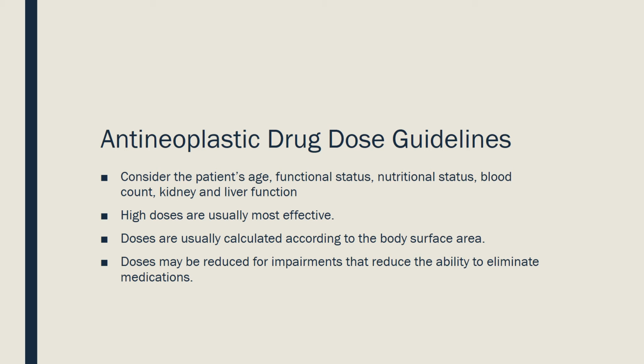So again, the patient's age is going to be considered, as well as their functional status and nutritional status. What are their labs showing? All of that's going to be considered. Most doses are calculated according to body surface area, and doses may have to be reduced if there are issues with the liver or the kidneys.